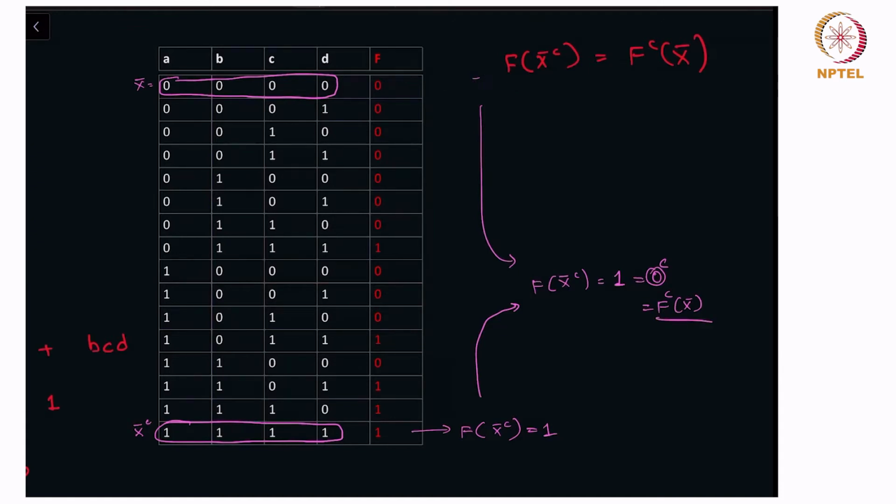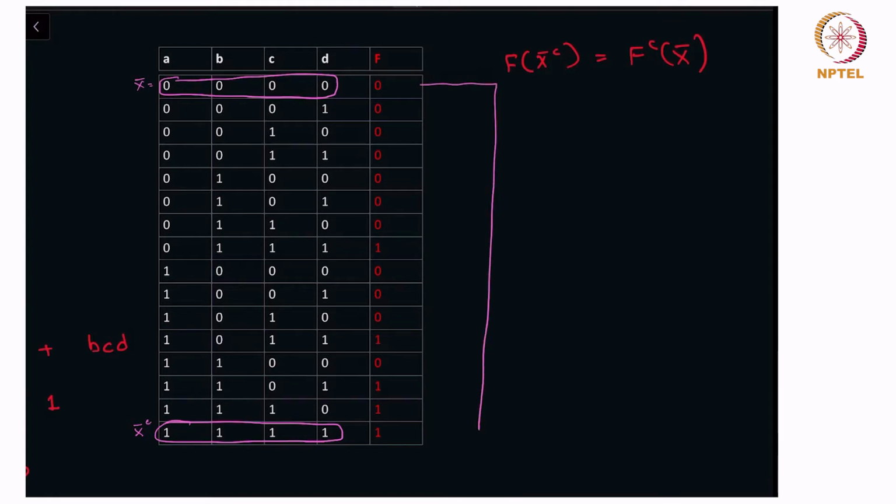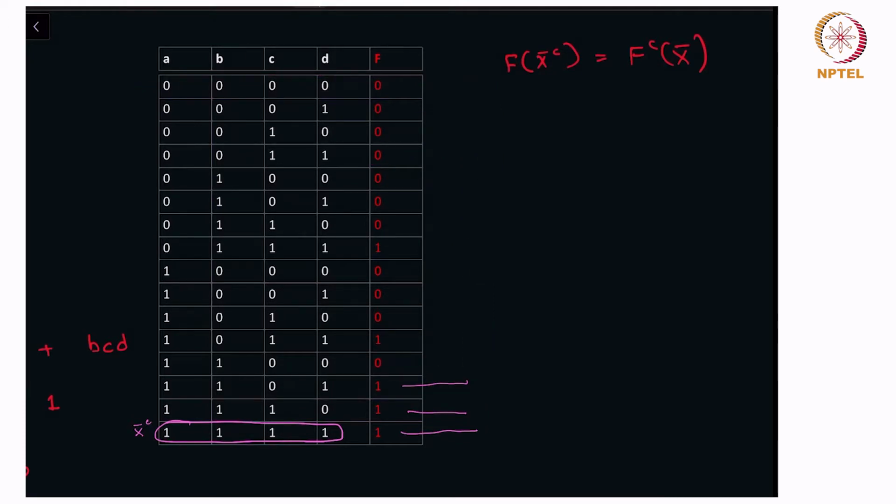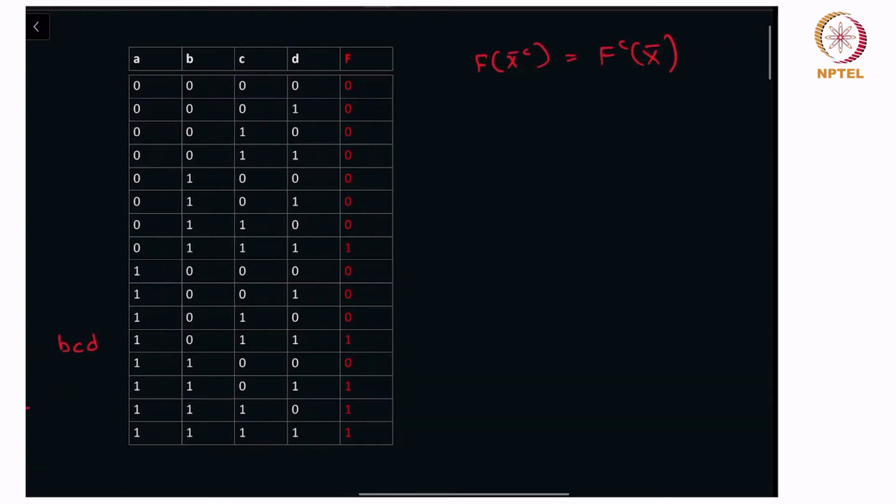So you just have to check whether the bitwise complement entries are complementary or not. This and this are complementary, 0 and 1, this and this are complementary, 0 and 1, this and this are complementary, 0 and 1, but this and this are not complementary. So therefore this function is not self-dual. If you find even one case where it's not complementary, it is not self-dual, right?